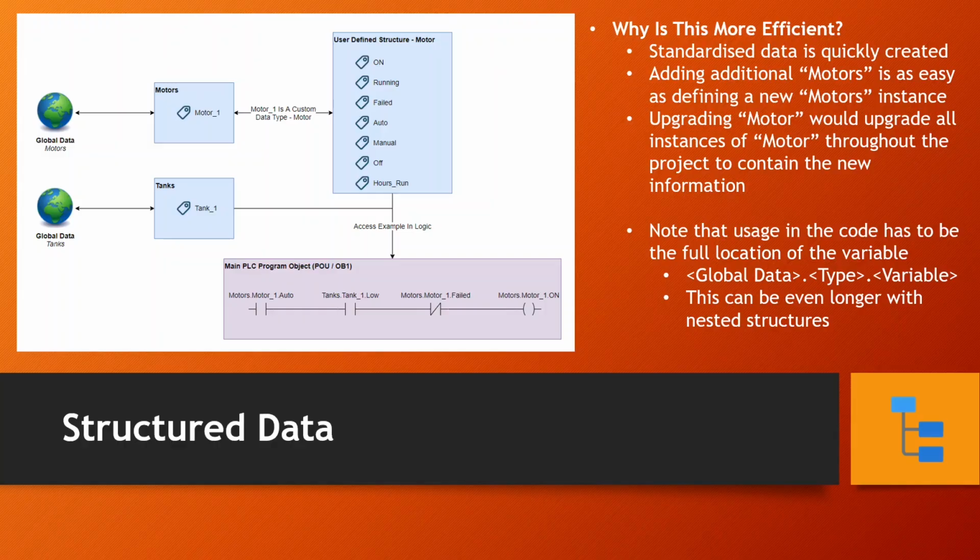So accessing the data is pretty straightforward. It's no different really to accessing instance data. So if I want to access this motor one on variable, it's going to be motor_1.on, and if it was motor 2, it'd be motors.motor_2. So it isn't a hard concept to get your head around. But just bear in mind that if you have nested structures, you might have multiple areas to put before the element that you want to look at.